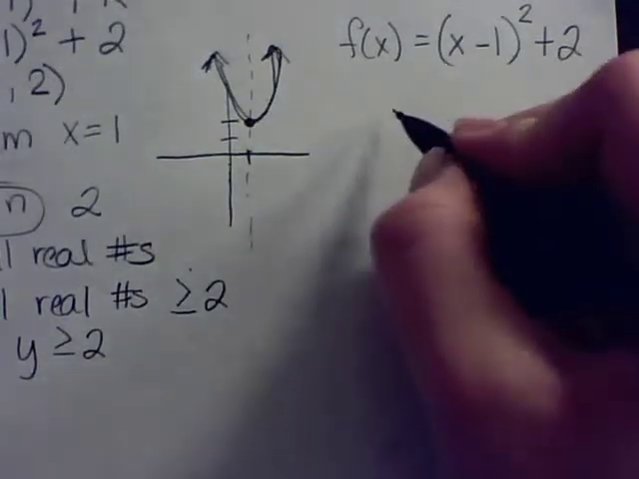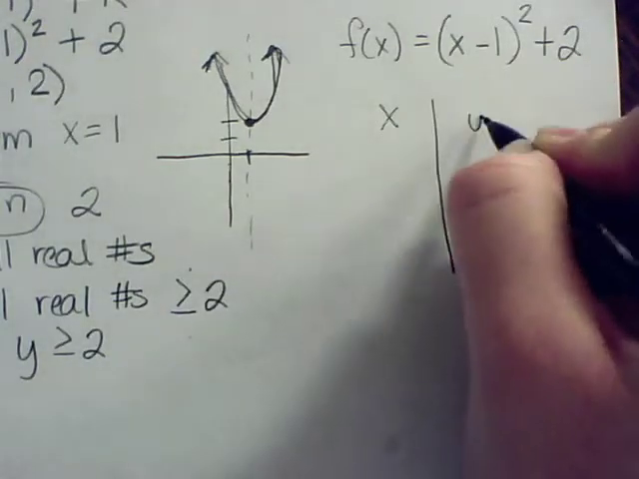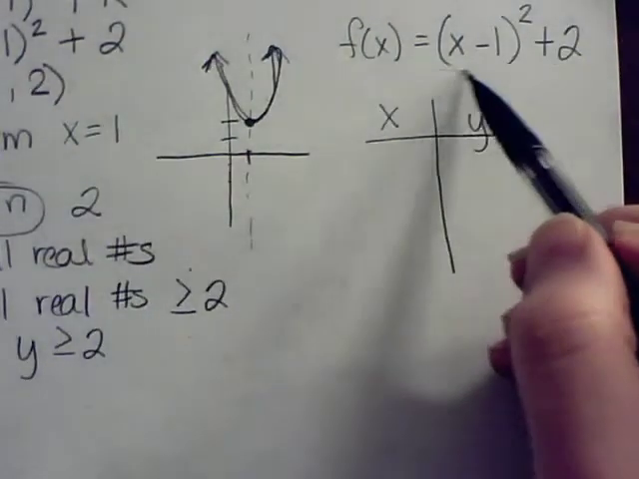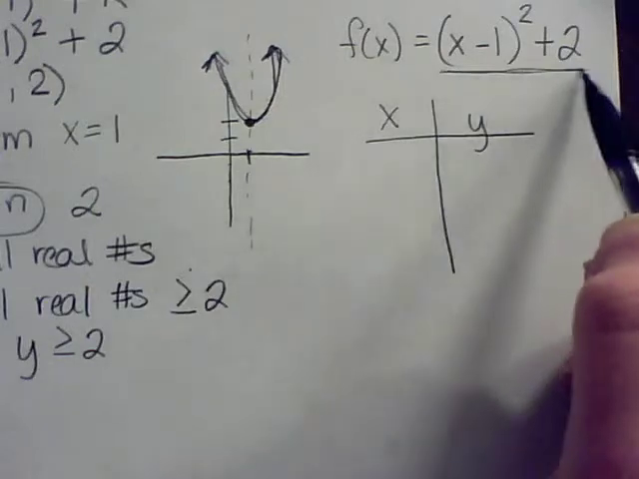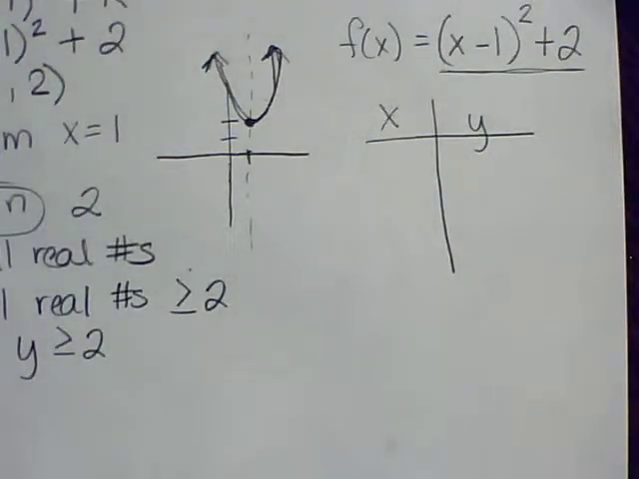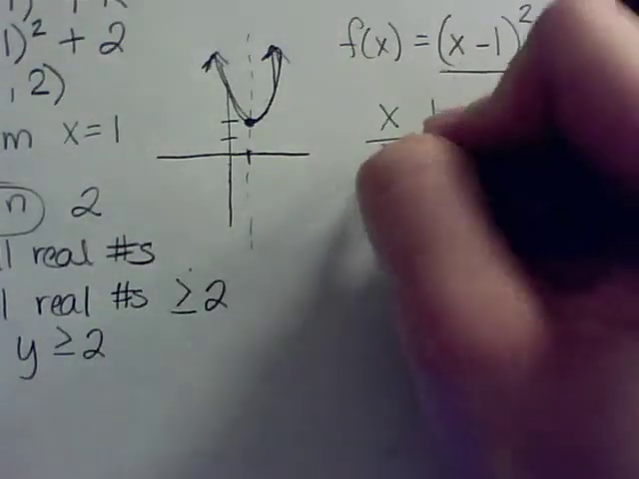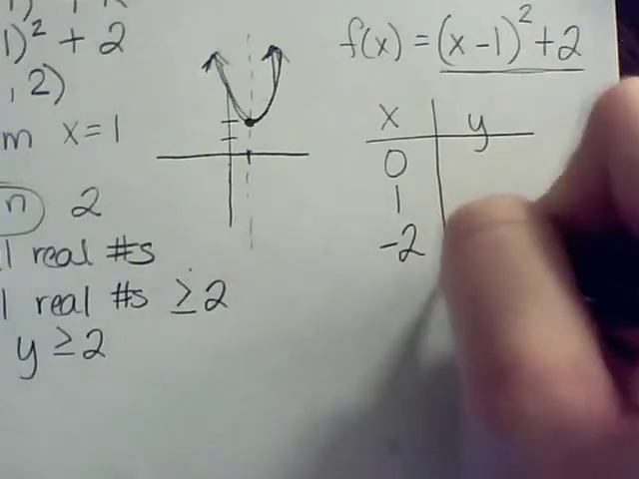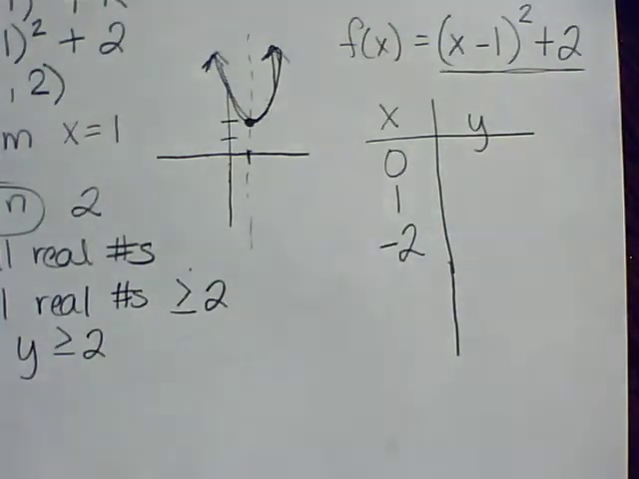Okay, so if you were to make a table for your values of x and y, you can pick whatever you want for x, but remember y, you are going to have to use this expression in order to find that function for y. Okay? What numbers would you like to try for x? 0, 1, let's do a -2. Okay? That'll give us a variety.